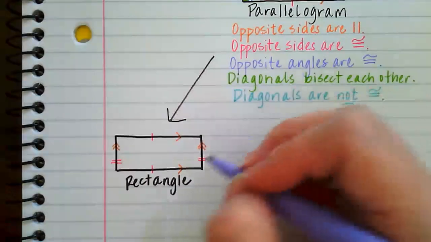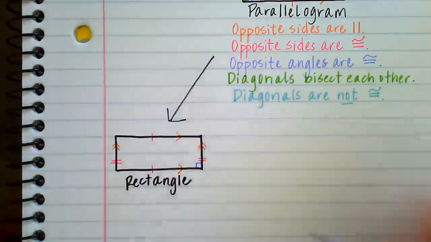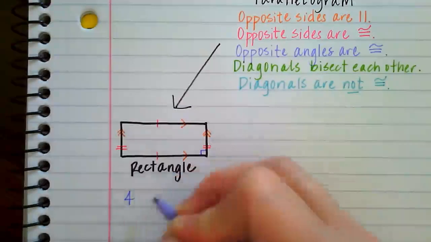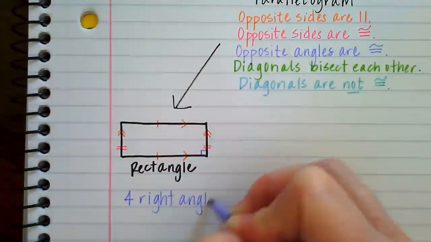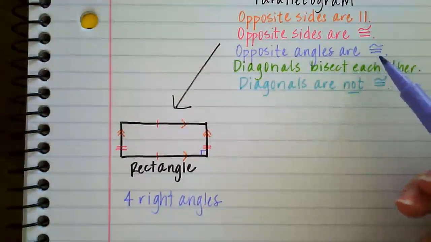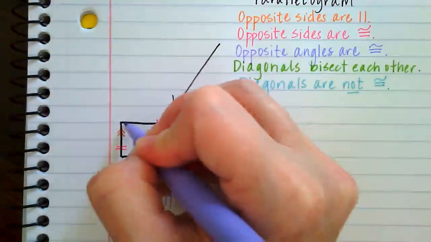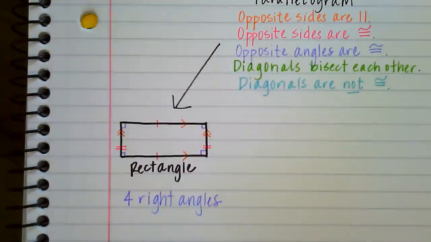But not only that, in a rectangle, we have four right angles. So, I think I'll just say four right angles. All right, so the opposite angles are still congruent to each other, but we do have four right angles when we have a rectangle, and we can go ahead and draw them all in, but that would have to happen anyways. All right, the diagonals do bisect each other.